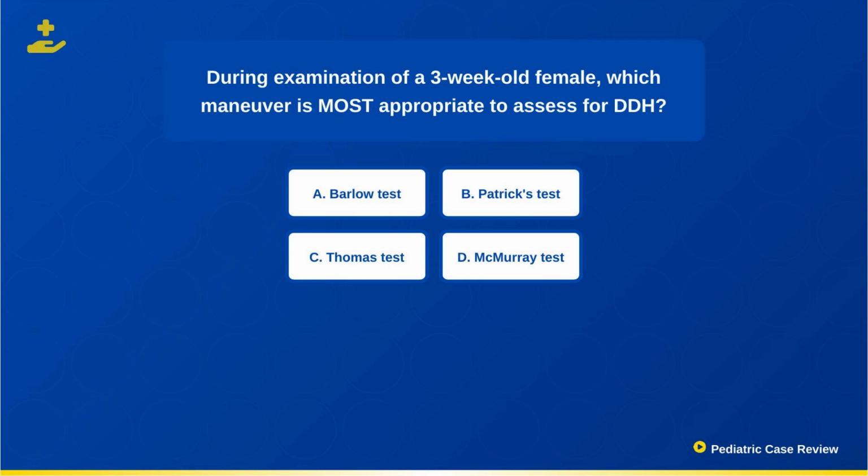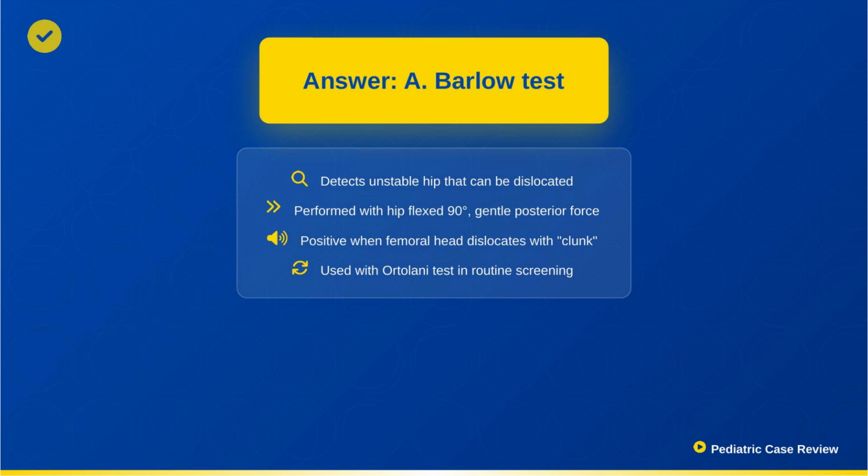During examination of a 3-week-old female, which maneuver is most appropriate to assess for developmental dysplasia of the hip? A. Barlow test. B. Patrick's test. C. Thomas test. D. McMurray test. The correct answer is A.